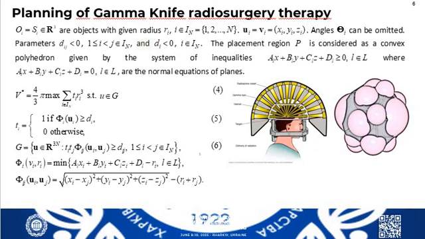In this case, the objects are spheres with given radii. The placement region is considered as a convex polyhedron defined by a system of inequalities, where the normal equations of planes describe the boundaries. Angles can be omitted, and the specific parameters regulate the placement and overlap of these spheres. We use negative values of condition parameters. The sequential addition scheme is realized to solve the problem. We consider a polyhedron with 12 vertices. Placement of 15 spheres was obtained.